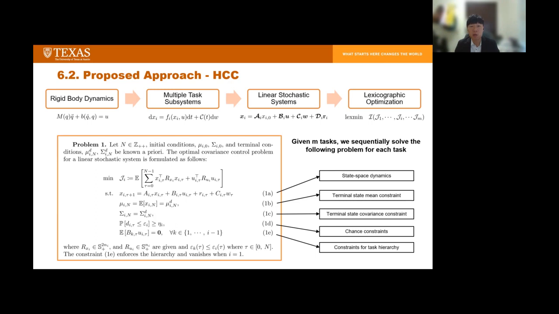We define the task space covariance control problem in problem one. We assume we know the mean and covariance of the initial and final state a priori. The performance index consists of the expectation of quadratic terms of state and input. And we consider five constraints: state space model, terminal state mean constraint, terminal state covariance constraint, chance constraint using Euclidean distance, and constraint for task hierarchy. The last constraint can be replaced by the null space projected task space dynamics. It means the B matrix in constraint 1A contains the null space projection matrix.